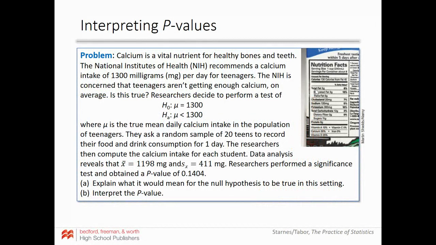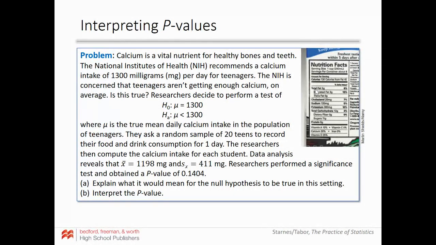All right. Here's another problem talking about our p-values. Calcium is a vital nutrient for healthy bones and teeth. The National Institutes of Health recommends a calcium intake of 1,300 milligrams per day for teenagers. The NIH is concerned that teenagers aren't getting enough calcium on average. Is this true? Researchers decide to perform a test. So H naught, the null hypothesis, is that mu is equal to 1,300, and we're going to see if it's less than.